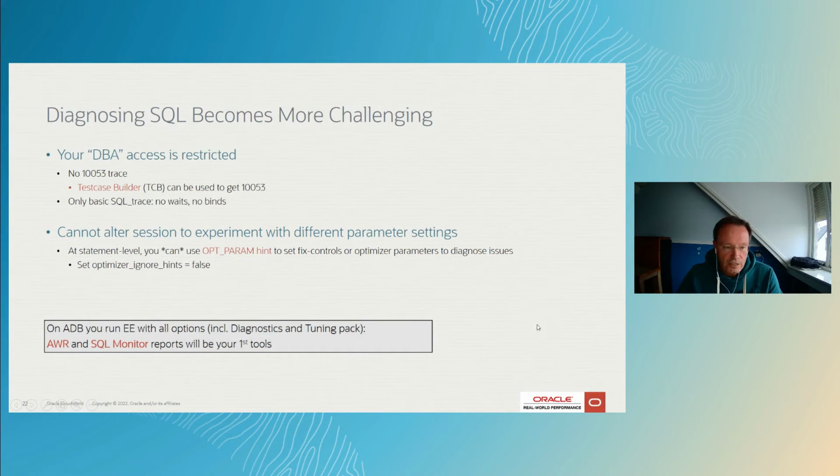The other thing I wanted to mention here is if you're not familiar with AWR or SQL Monitor because you are either not running on Enterprise Edition or haven't got the Diagnostics and Tuning Pack license, this is all included on Autonomous Database. And these two tools, AWR and SQL Monitor reports, will be your first tools for diagnosing performance issues, either at the PDB level, AWR reports, or at the SQL ID level, SQL Monitor reports. Be sure you start looking into those two tools. They are really valuable in diagnosing and fixing performance issues.